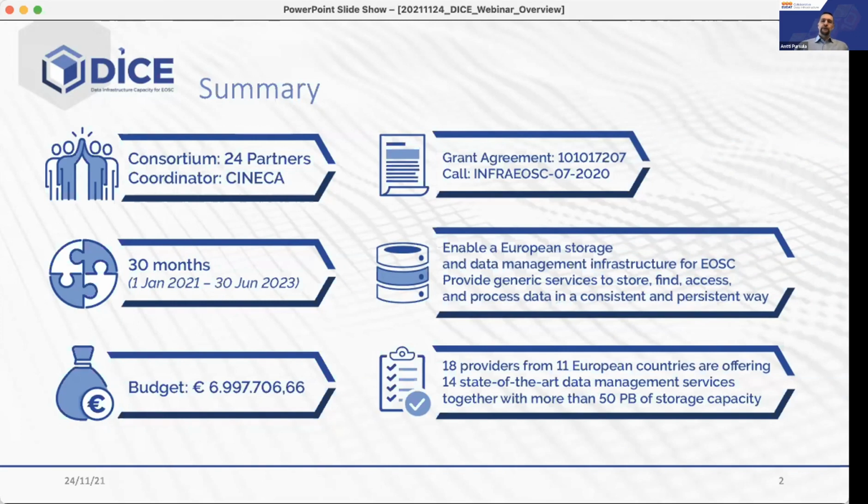So there comes the acronym EOSC. The project features 18 service providers from altogether 11 European countries who are providing these services within the project to users. And the duration of the project is 2.5 years. So it runs until the summer of 2023.